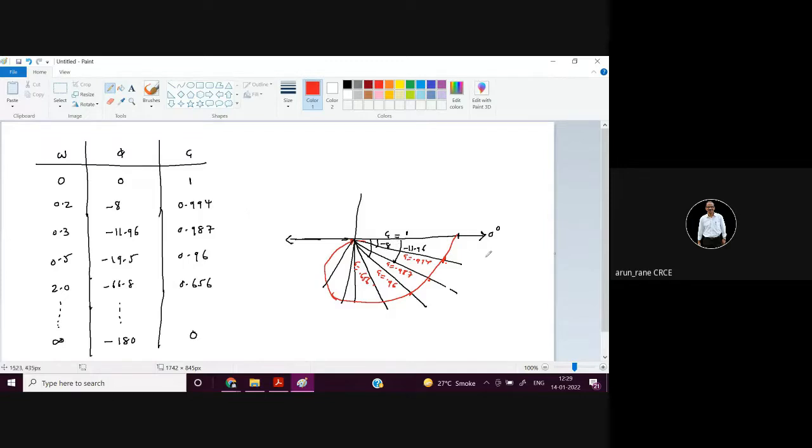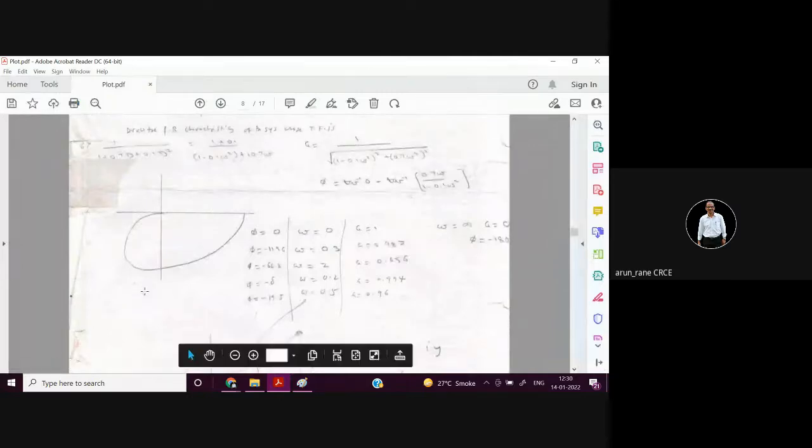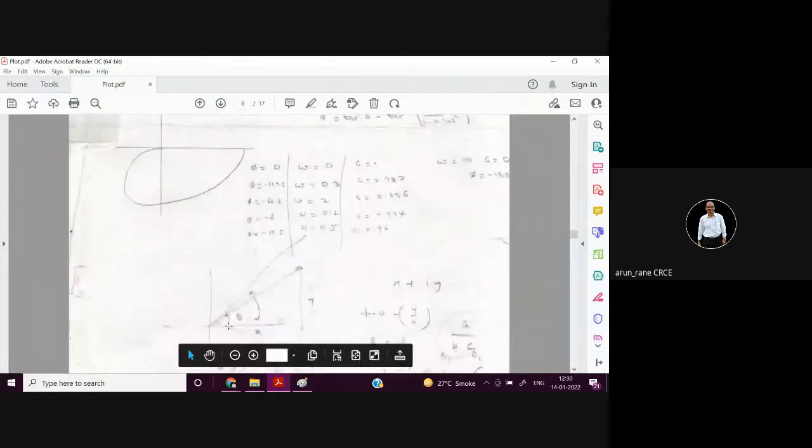Here you write omega is equal to 0, here omega is equal to 0.2, here 0.3, here 0.5, omega is equal to 2, and at this point omega is equal to infinity. Very nice. So this was the second degree. The first degree will come here, the second degree here, and the third degree will end in this quadrant. So you practice this also.